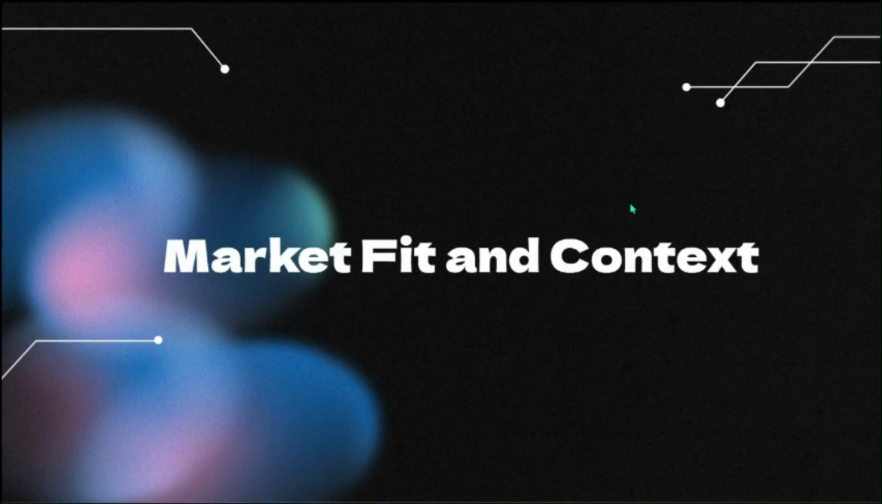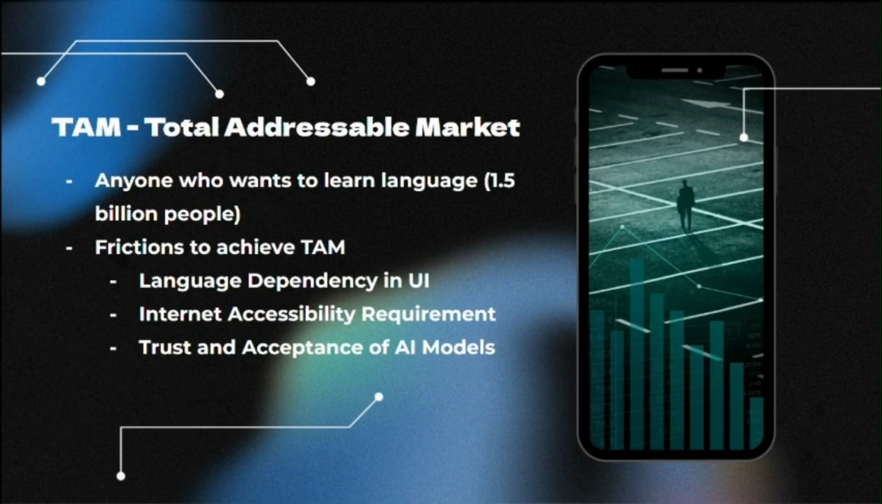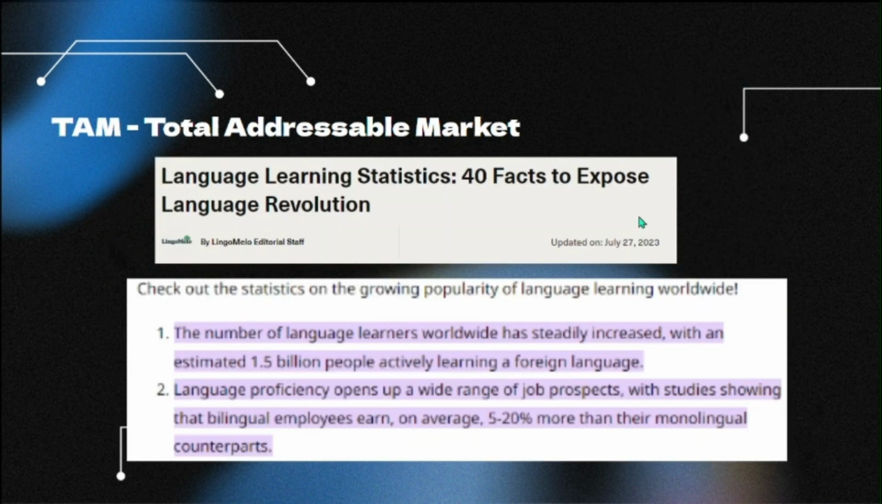Now let's talk about the market fit and context. First, we have the total addressable market, TAM. This is literally anybody who is trying to learn a new language. According to a recent study, we found this number to be 1.5 billion people.